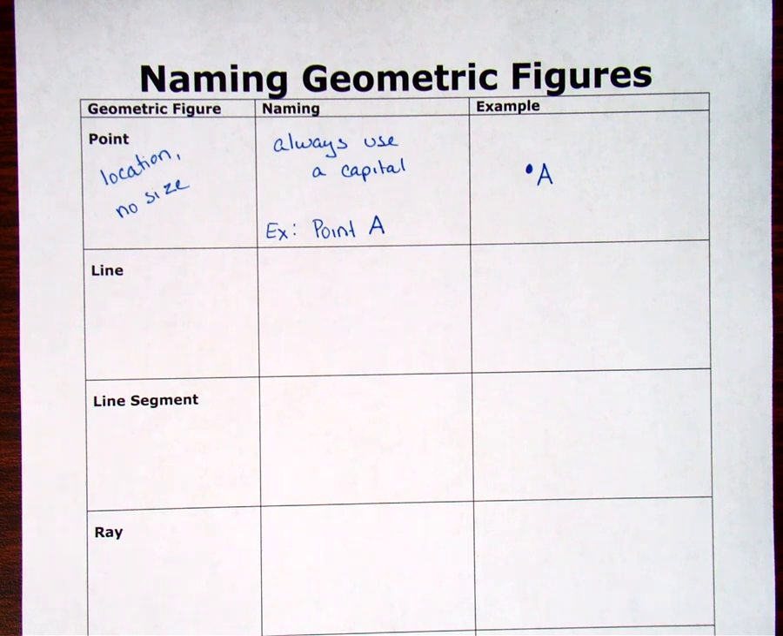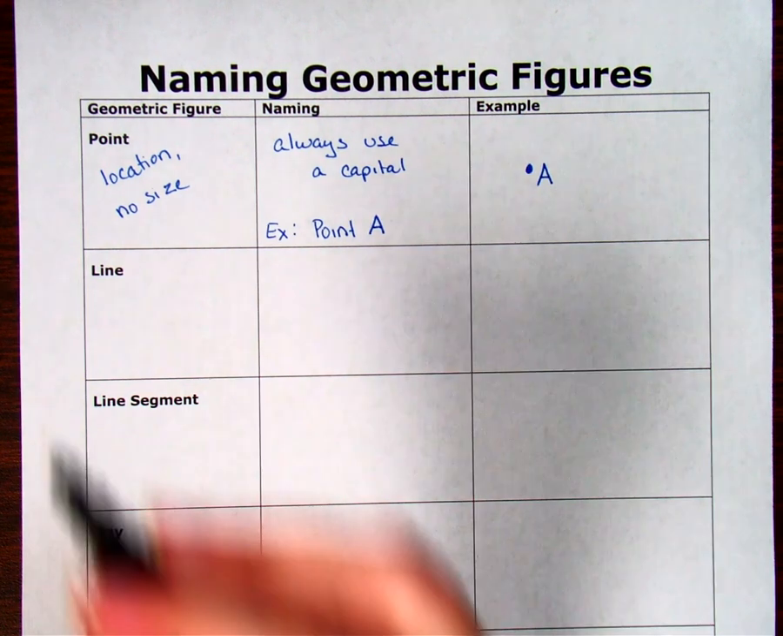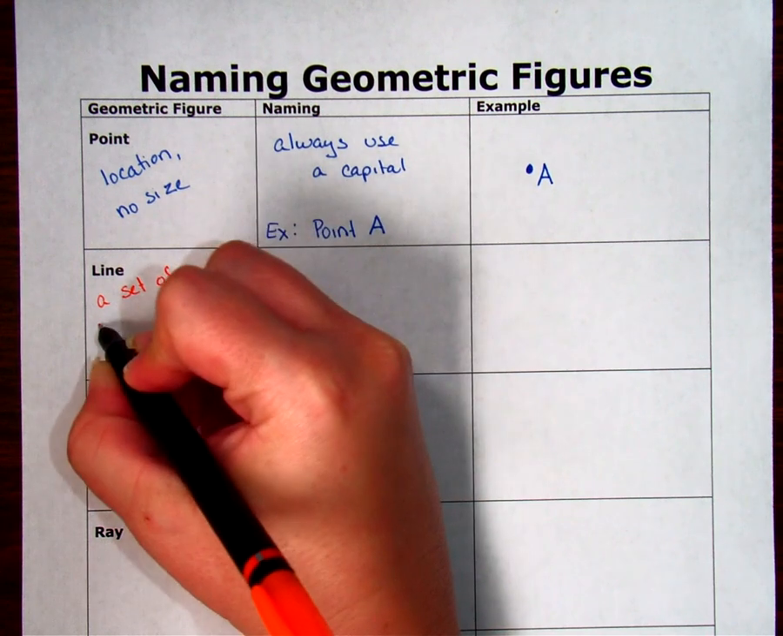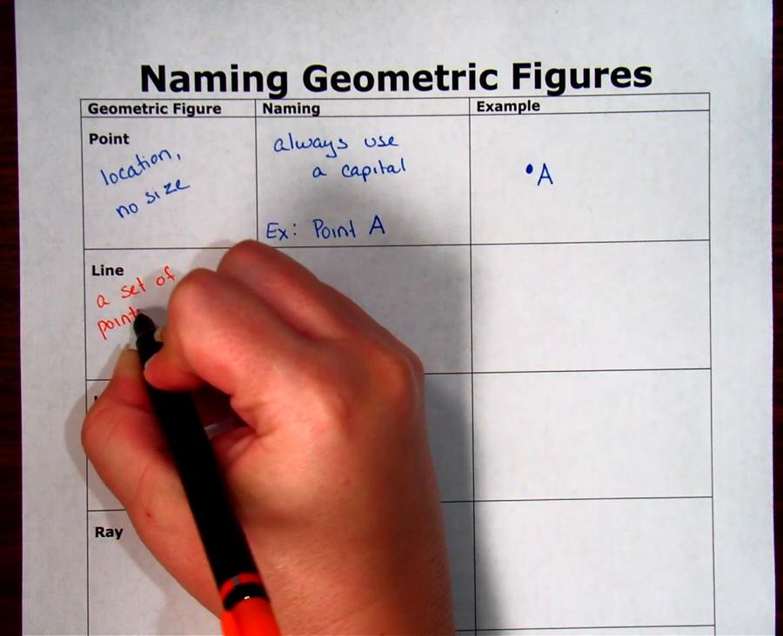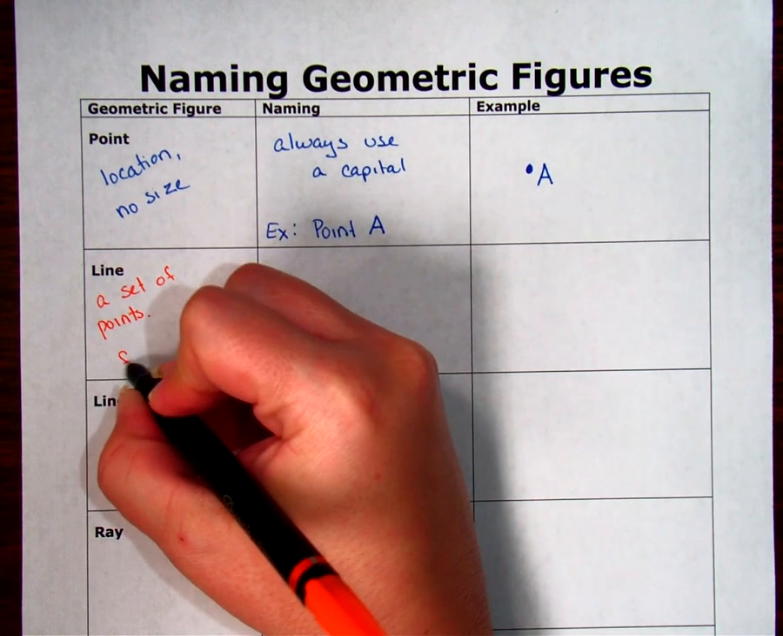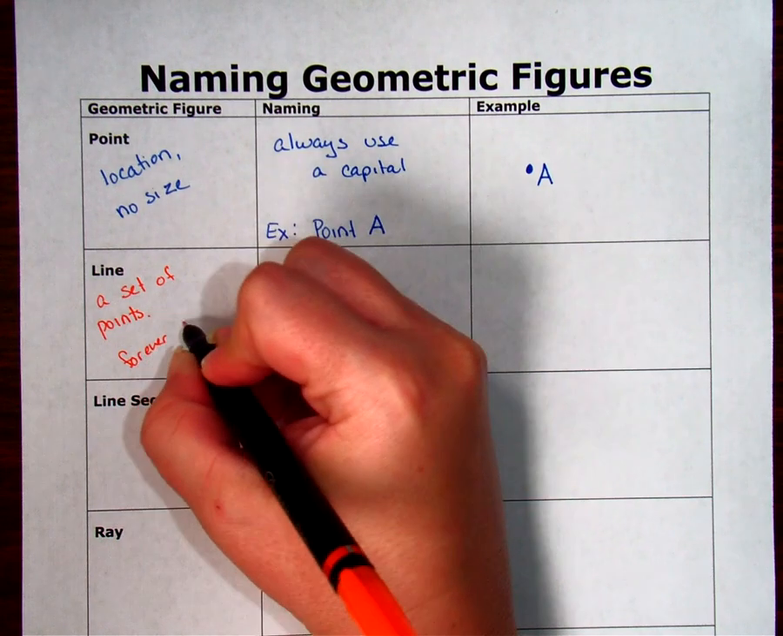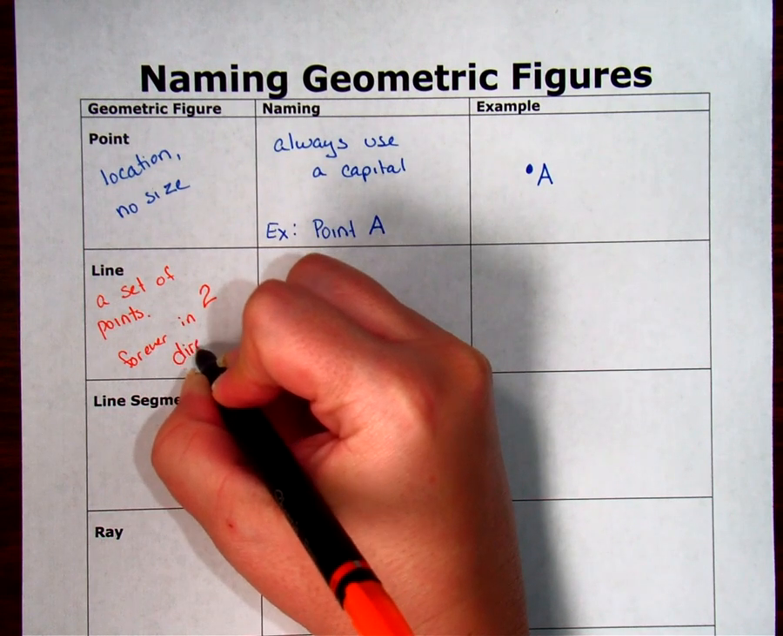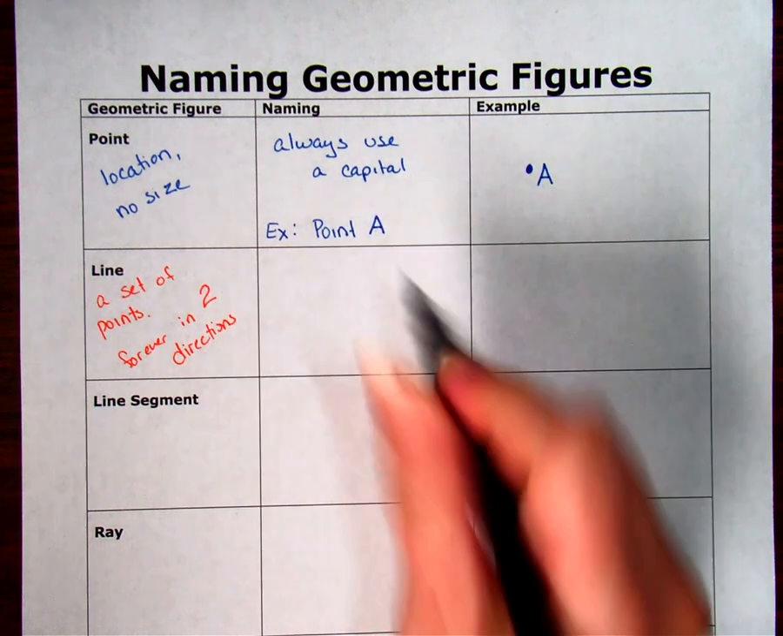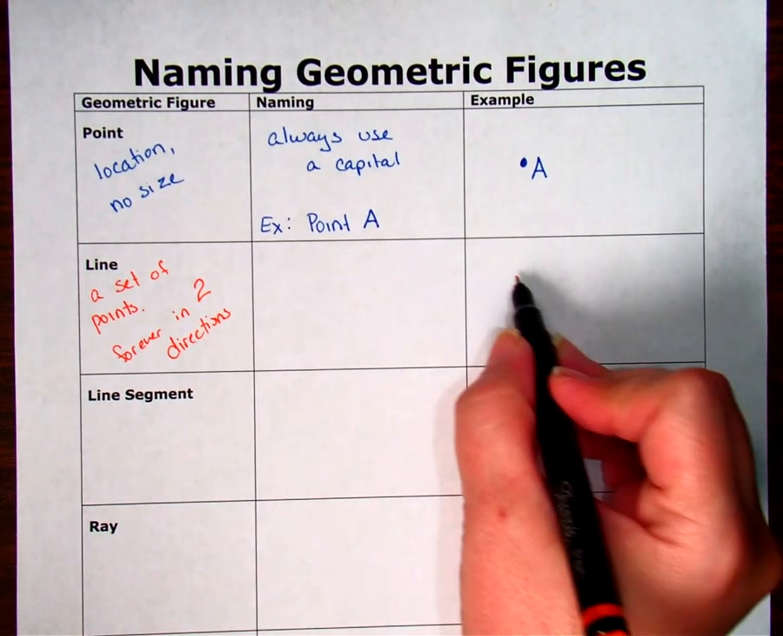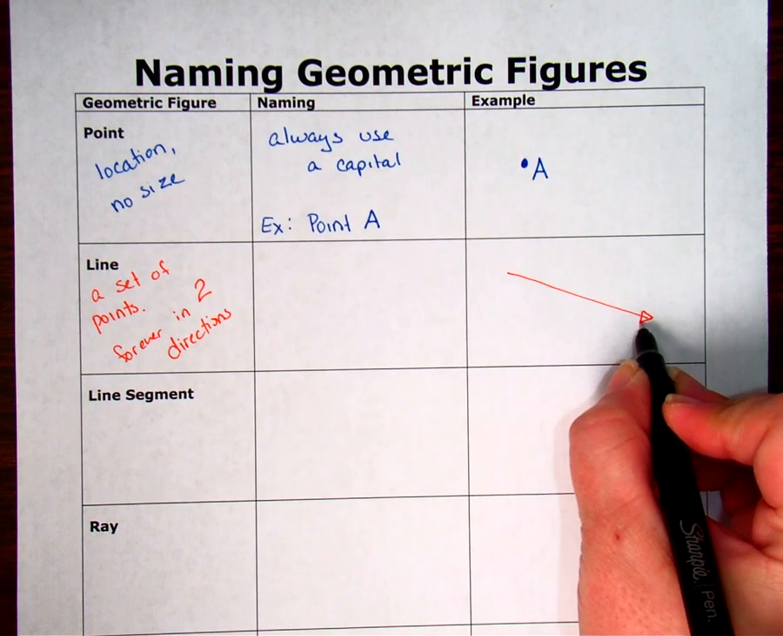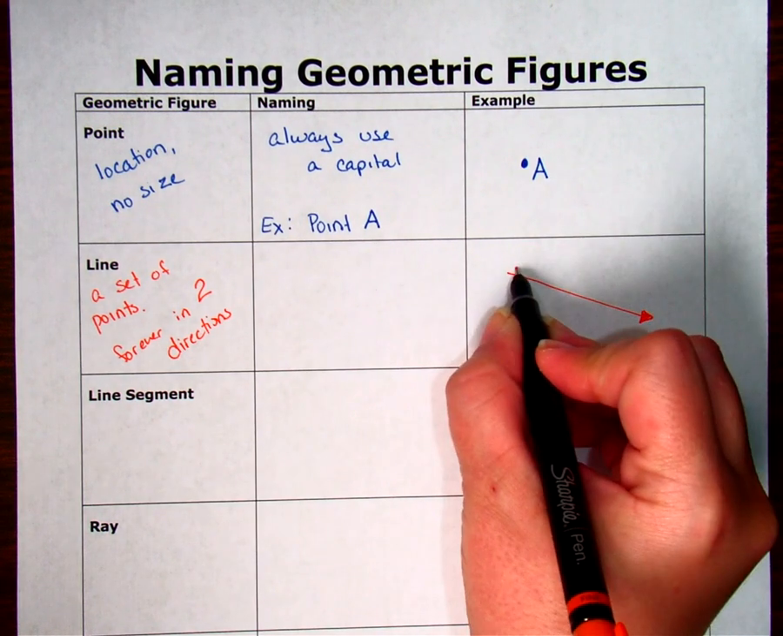The next thing we're going to see a lot in geometry is a line. And a line is a set of points that extends forever in two directions. So if I was going to draw a line, to show that it extends forever in two directions, I need to make sure that on both ends I add arrows.